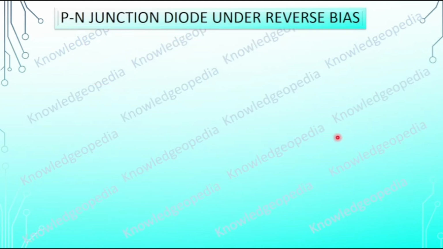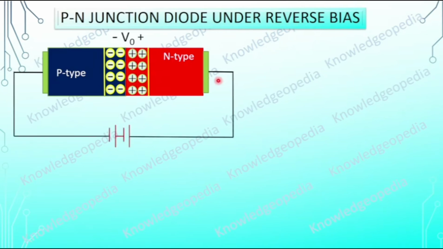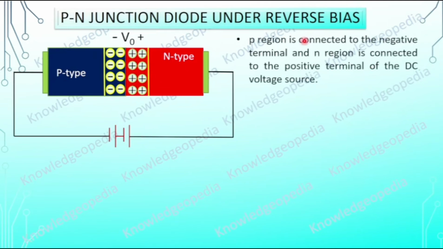Now let us look into the PN junction diode under reverse bias. This is the PN junction diode. Under this reverse bias, what are we doing? We are connecting the P side of the diode to the negative terminal of the applied voltage source, and the N type should be connected to the positive terminal. P region is connected to the negative terminal and N region is connected to the positive terminal of the DC voltage source. Let the value of this applied potential be VR.